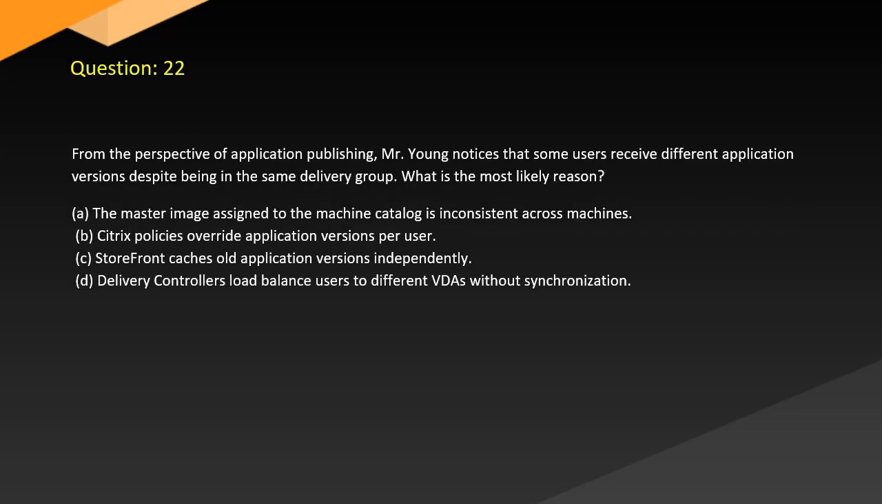Question 22. From the perspective of application publishing, Mr. Young notices that some users receive different application versions despite being in the same delivery group. What is the most likely reason? A. The master image assigned to the machine catalog is inconsistent across machines. B. Citrix policies override application versions per user. C. Storefront caches old application versions independently. D. Delivery controllers load balance users to different VDAs without synchronization.